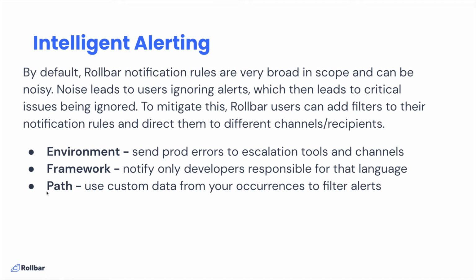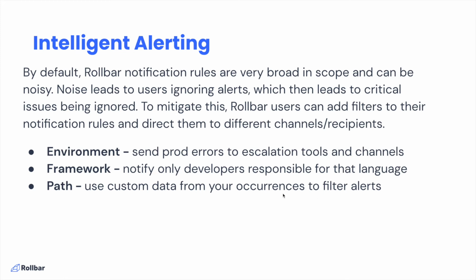And then the path filter. This is one that allows you to take any occurrence data, even the custom data that you choose to send from your SDK, and filter on that as a part of the notification rules that you build. So if there's some sort of custom field that can help you identify which team or which user should take action on a Rollbar item, then consider building notification rules that filter around that custom data. And maybe you direct those to different channels.